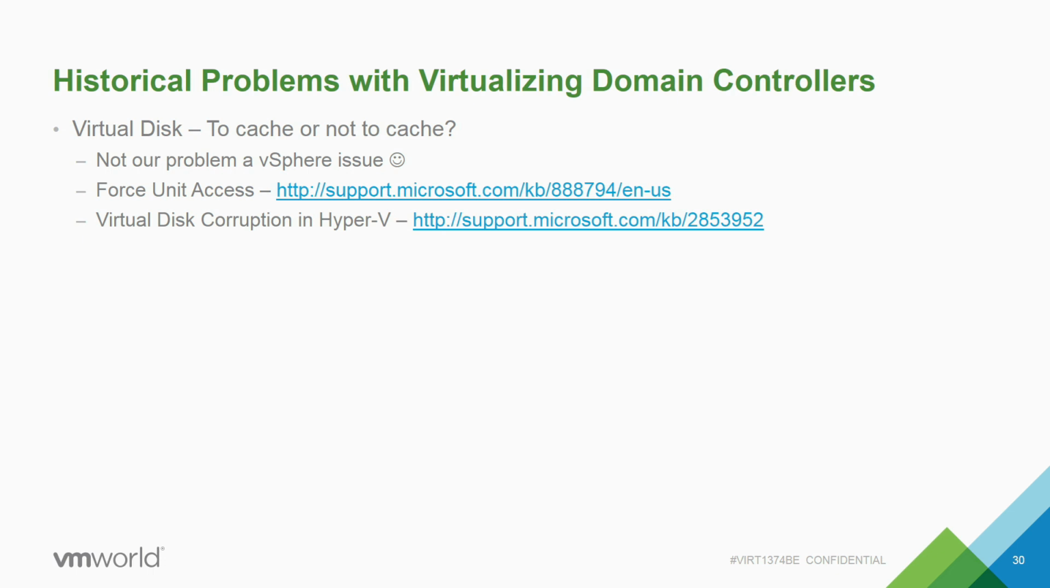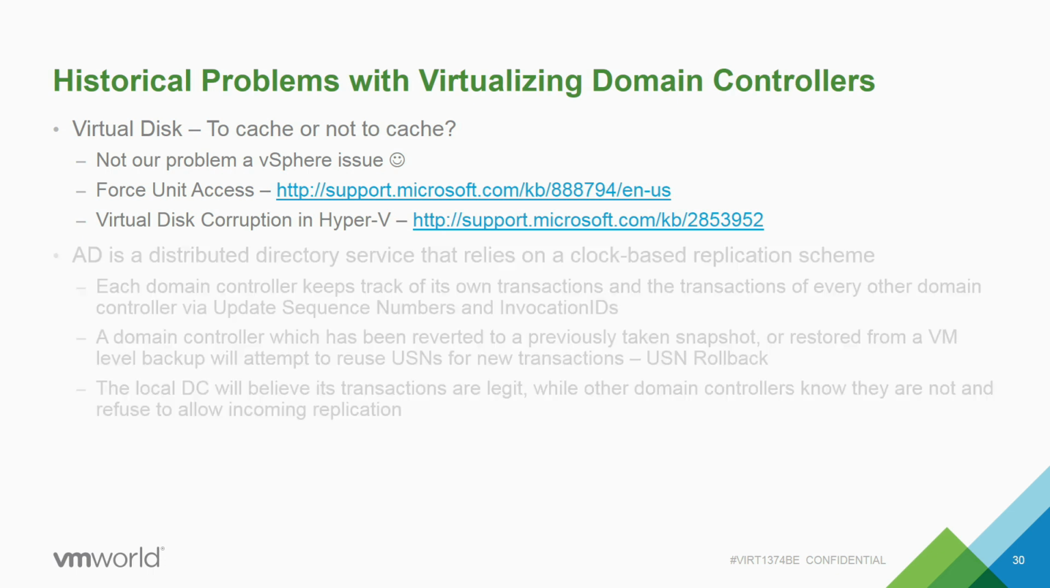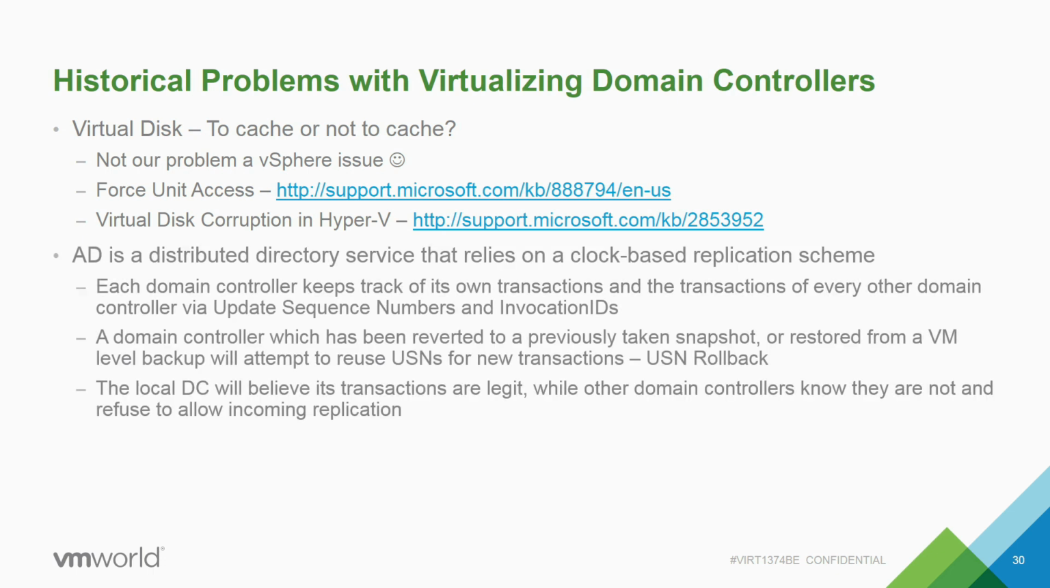You know, here's some historical problems with virtualizing domain controllers. Microsoft has most of these addressed. They're really here for historical purposes. Here's the big one, other than time synchronization. Remember we talked about USN earlier, we're going to talk about it again. Each domain controller needs to keep track of its own transactions and the transactions of every other domain controller so it knows who's authoritative, what changes are authoritative, what changes it should accept, et cetera. And it does that via the USN and the invocation ID, which we spoke about earlier.